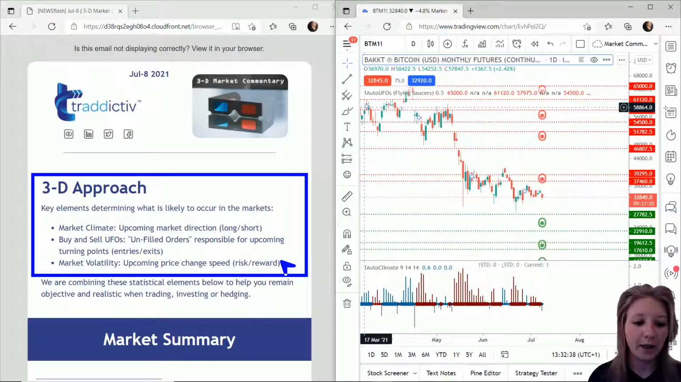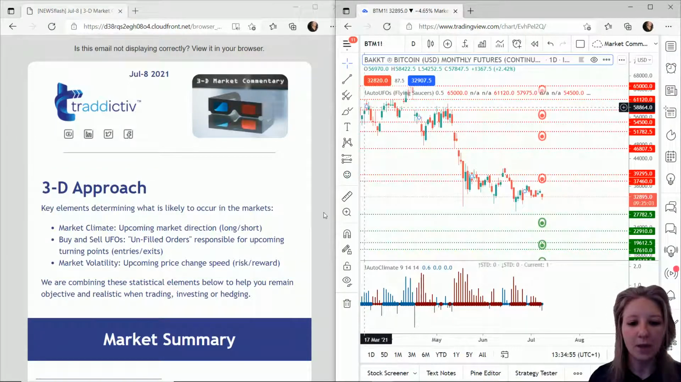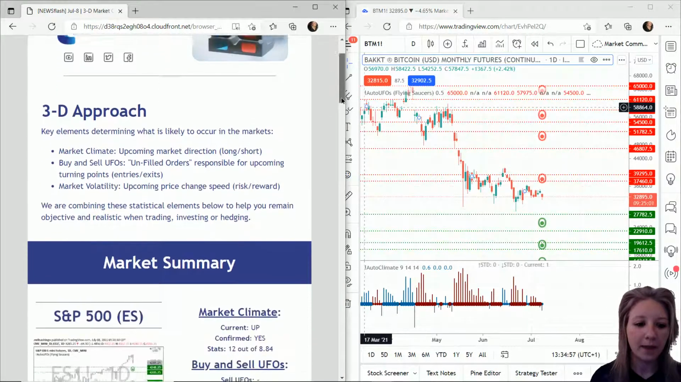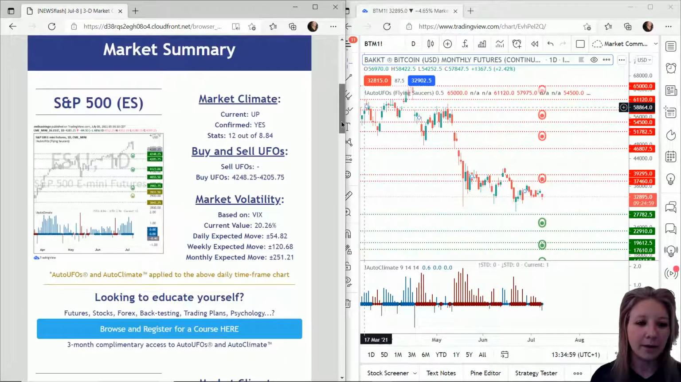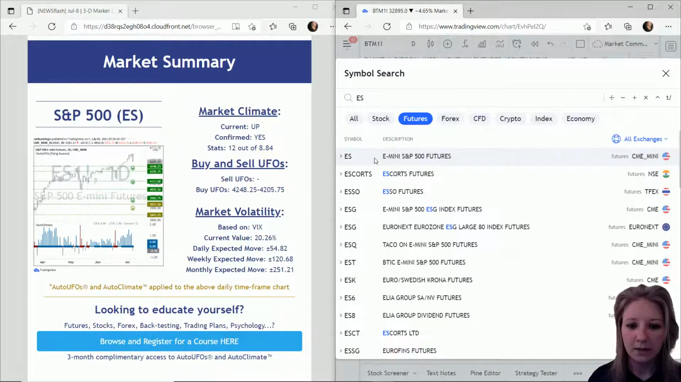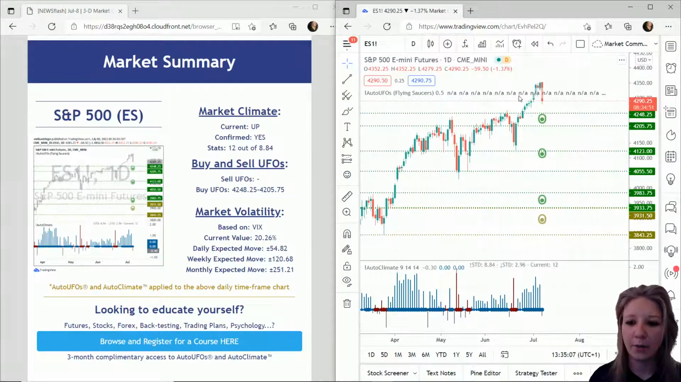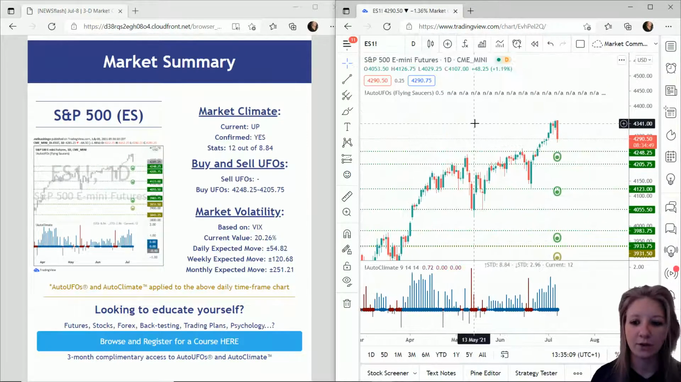Now, then we look at market volatility. So what are the likely speeds of the price coming up? So we'll look at each of those three elements for 5 of the major markets in the world. So starting with the S&P. Now the S&P 500 is the top 500 US stocks in a basket, and we are looking at the ES, which is the futures contract for it.